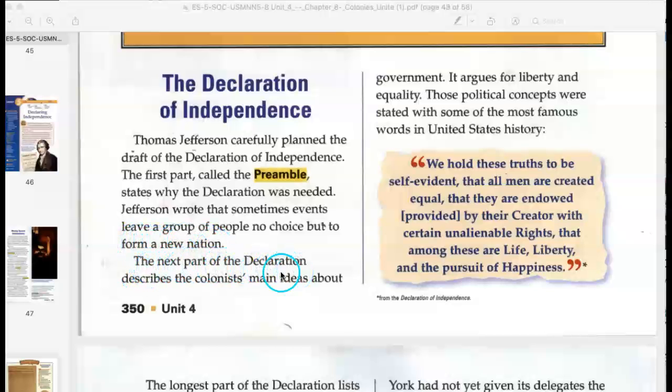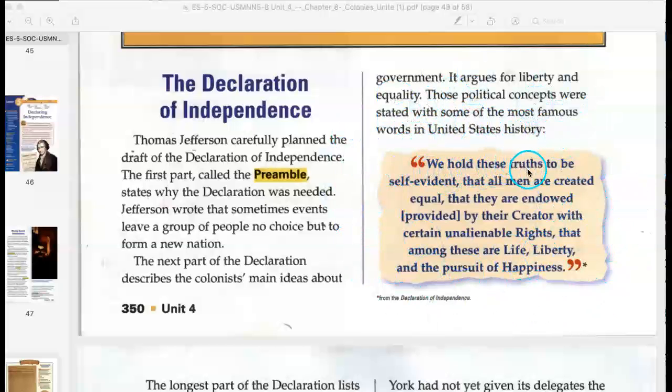The next part of the Declaration describes the colonists' main ideas about government. It argues for liberty and equality. Those political concepts were stated with some of the most famous words in United States history. And these are words that we should memorize.